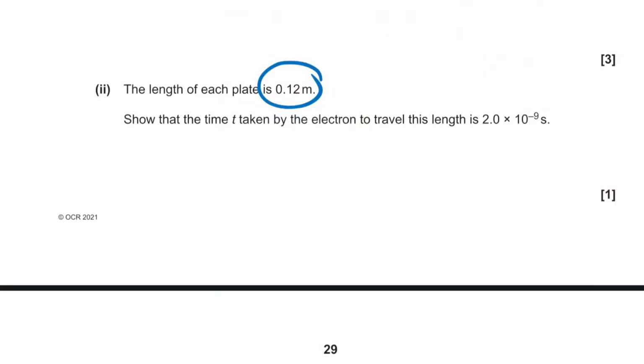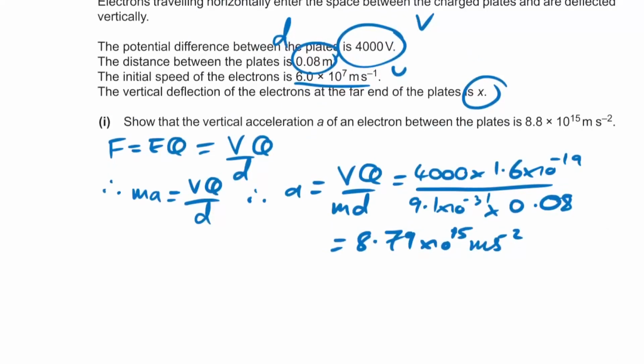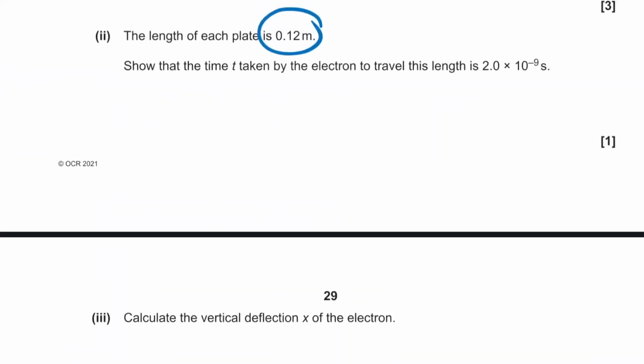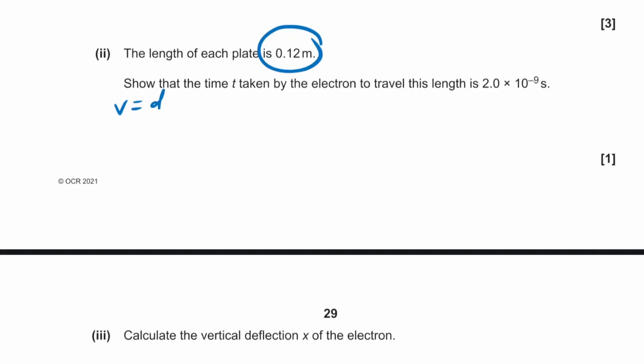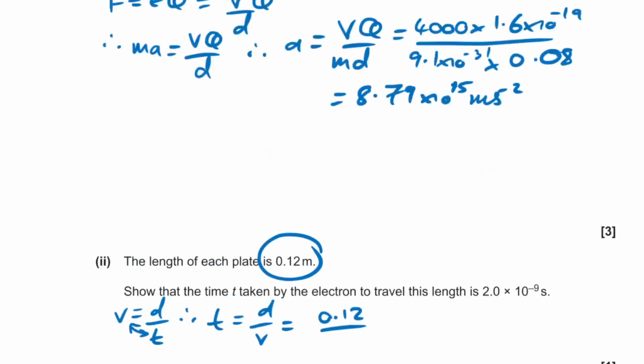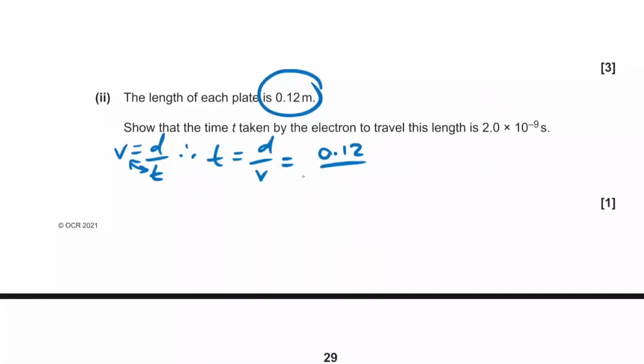Length of each plate is that, so this is basically just now projectile motion. So the time taken to travel this length is that. We know the speed is 6 times 10 to the 7 meters per second. Speed equals distance over time, because there's no acceleration going on horizontally. Therefore, time is equal to d over v. So that is 0.12 divided by 6 times 10 to the 7, and that is going to be 2 times 10 to the minus 9 seconds.